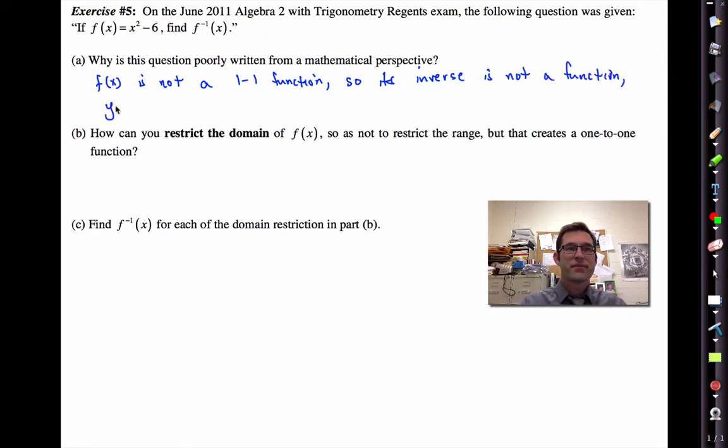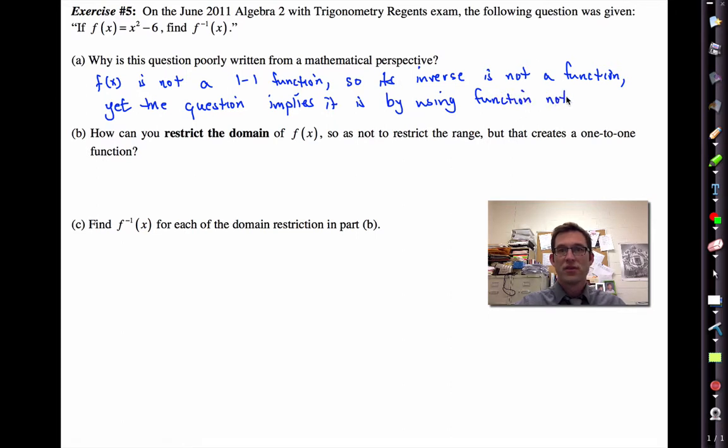Yet the question implies it is. And why? By using function notation.